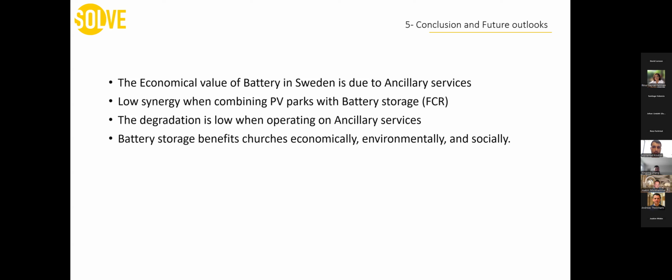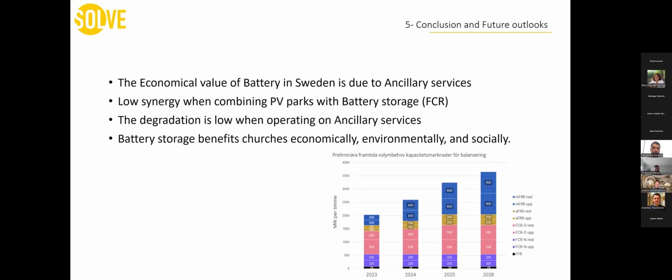And finally, I will give some conclusions of these 2 works. The economic value of batteries in Sweden is high due to ancillary services. We have seen loss in energy between PV parks and battery storage when operating on FCR. The degradation is low because FCRD doesn't operate very high; there's low cycling on an annual level. And the battery storage is beneficial for the church economically, especially if operating on the frequency regulation market, environmentally when working on self-consumption and maximizing self-consumption, and socially by providing service to the society in which the church is located.